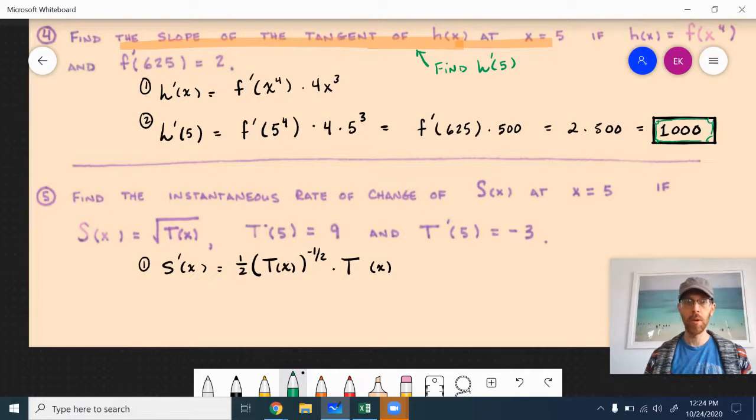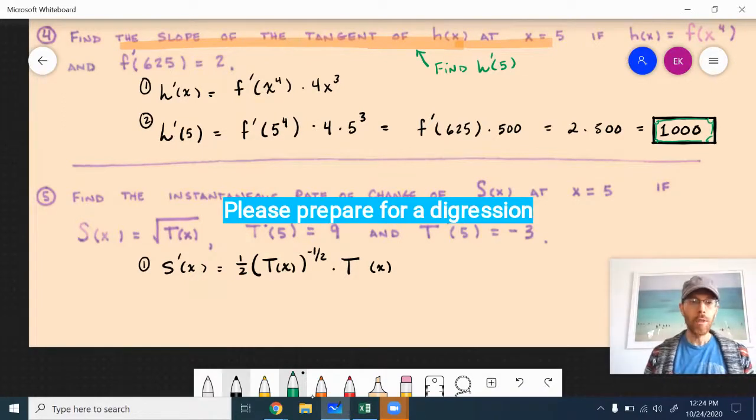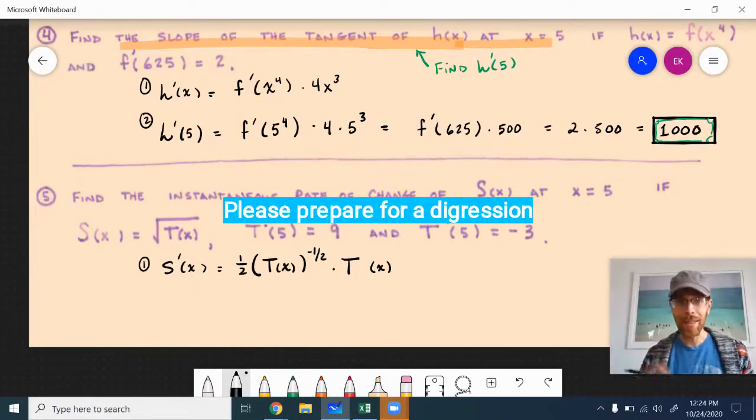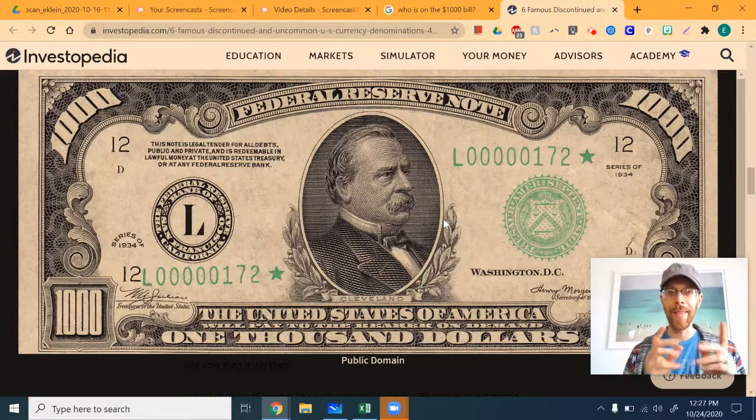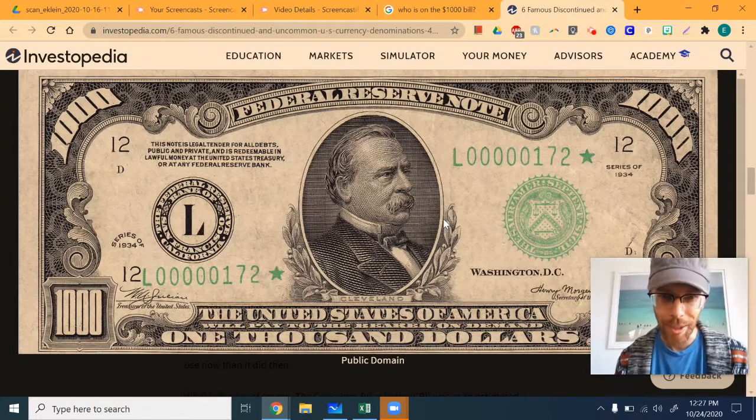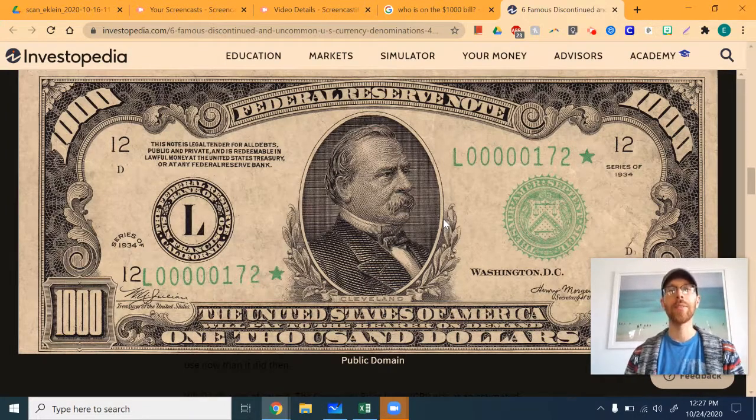Let's see if we can make this look like a $1,000 bill. Ooh. Who's on the $1,000 bill? I have no idea. I never had a $1,000 bill before. Hey, quick interruption. This is the $1,000 bill. And that man, that handsome face with that beautiful, beautiful mustache in the middle of the bill is none other than Mr. Grover Cleveland. This bill, incidentally, was discontinued in 1969.